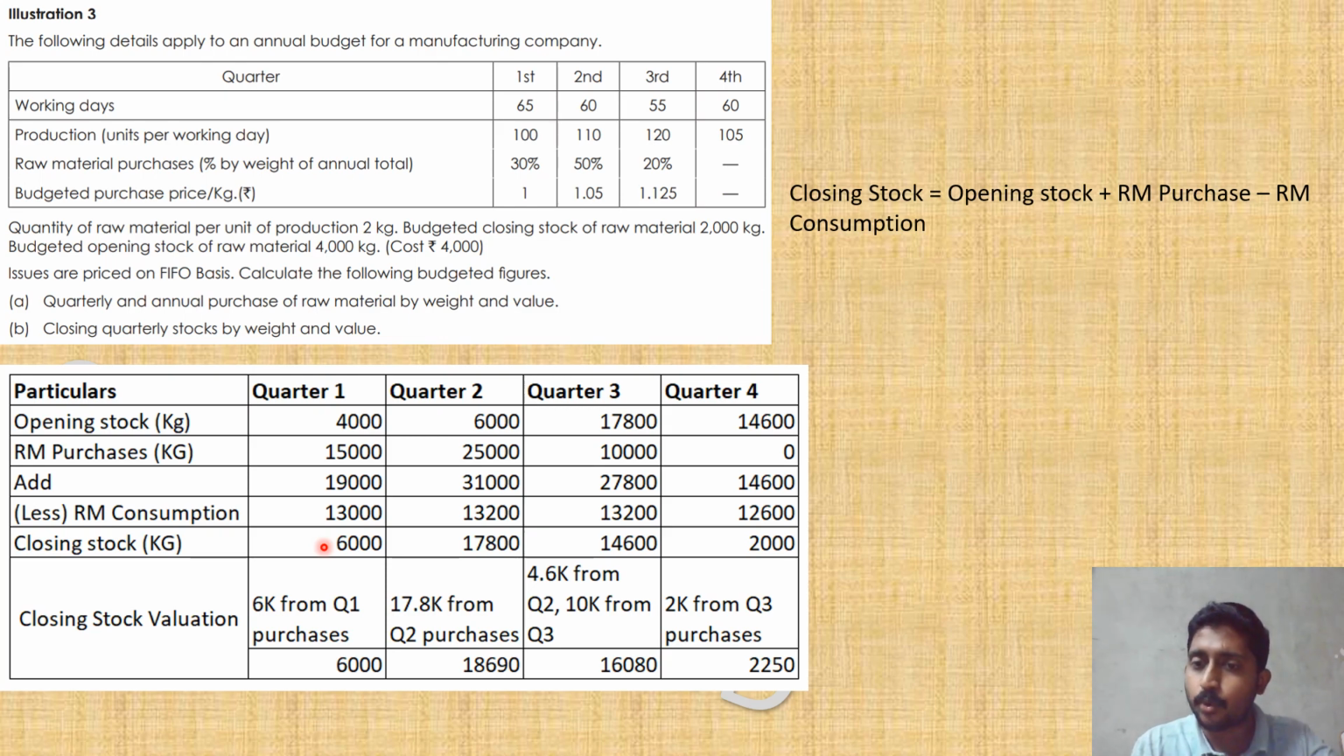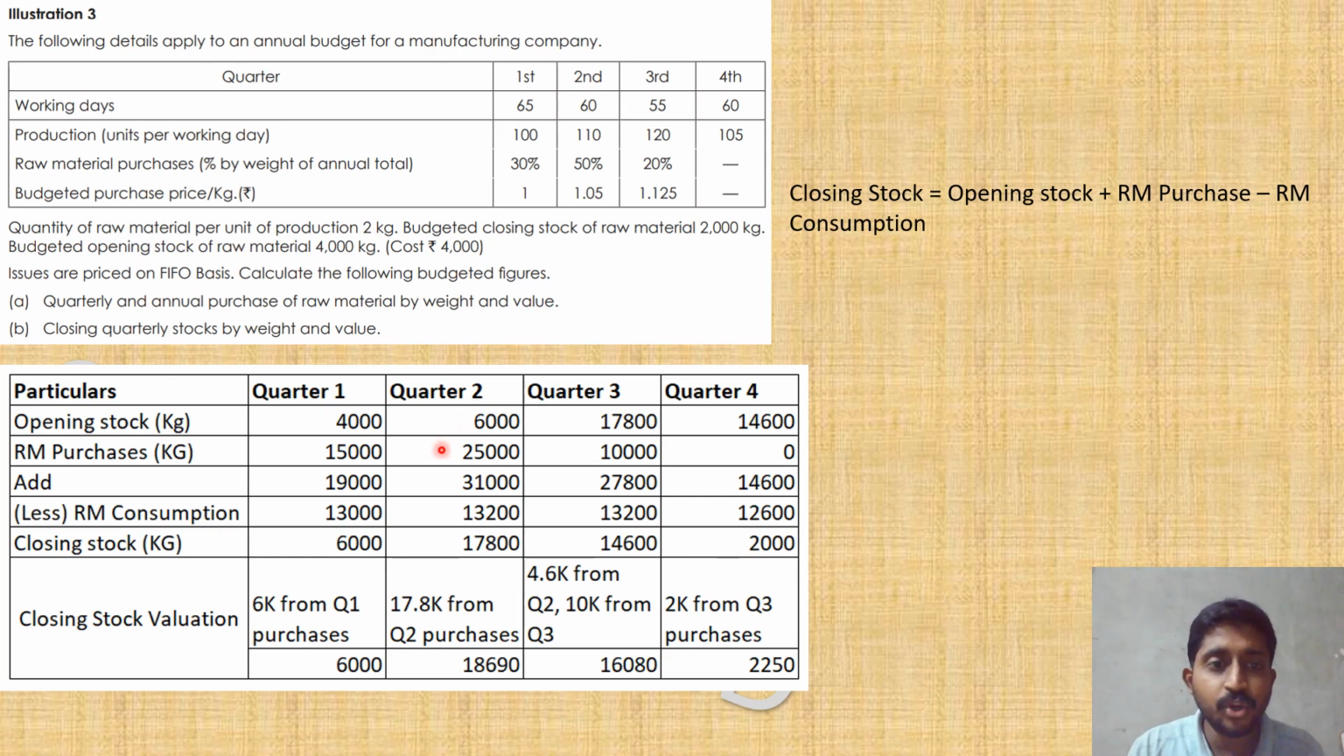We know opening stock plus purchases minus consumption is going to be the closing stock. Closing stock, everything is 1 rupee per kg. So 6,000 kg multiplied by 1 rupee is going to be 6,000 rupees. So closing stock we have calculated for quarter 1. Quarter 1 closing stock is going to be the opening stock for quarter 2. So 6,000 is taken here. That is the opening stock for quarter 2.